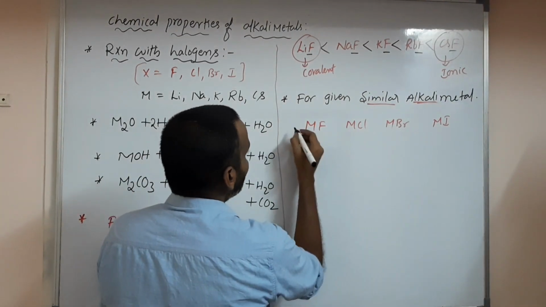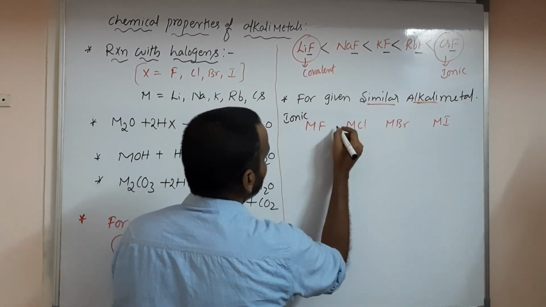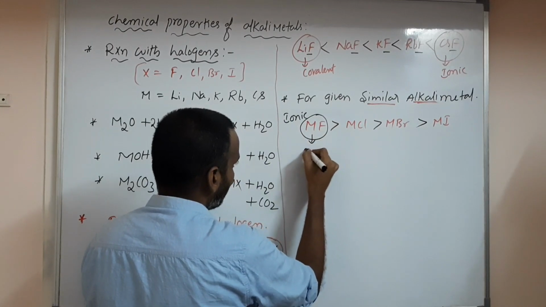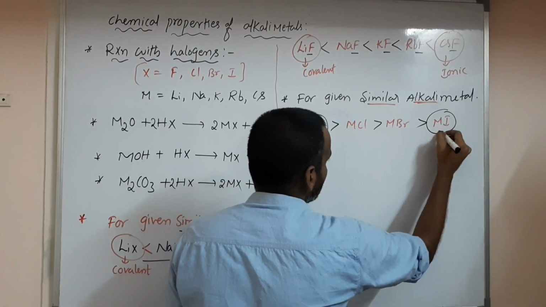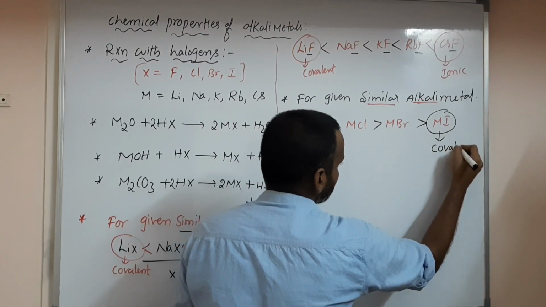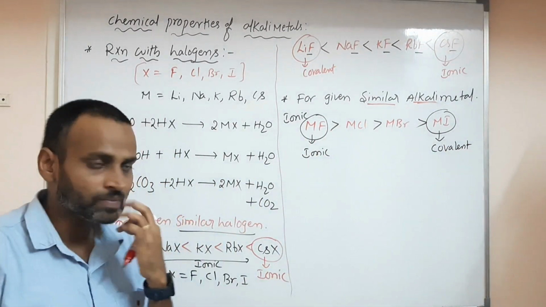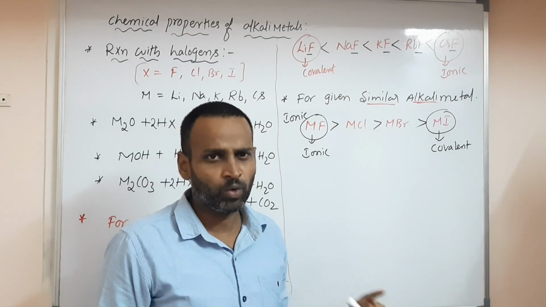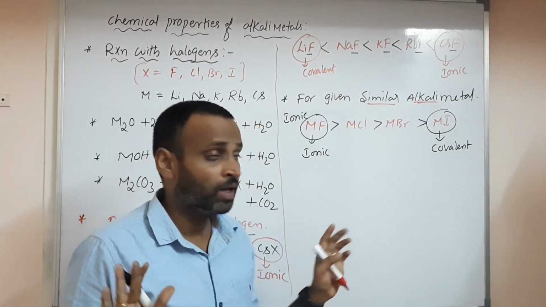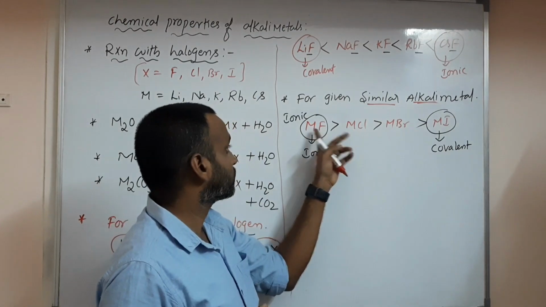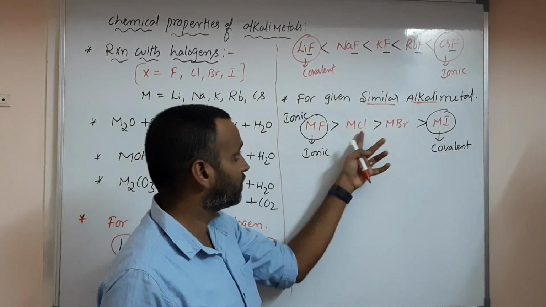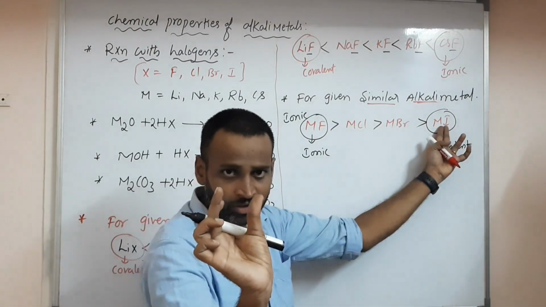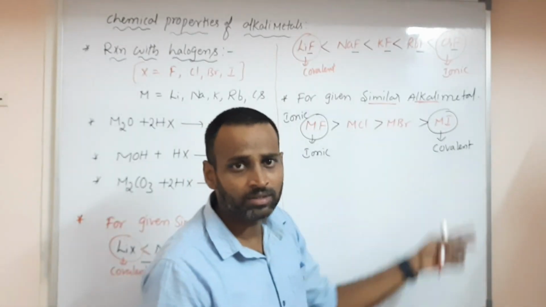Okay, so now what happened here? Ionic character decreases. That means this MF is more ionic and this MI has covalent nature. Because see, electronegativity value is important. From that you can say easily. Only trick, otherwise you will get confused. See, fluorine is more electronegative, so the difference is more, because the alkali metal is the same everywhere. Here iodine is less electronegative, so the electronegativity difference is less. So covalent. That's it. Understanding?